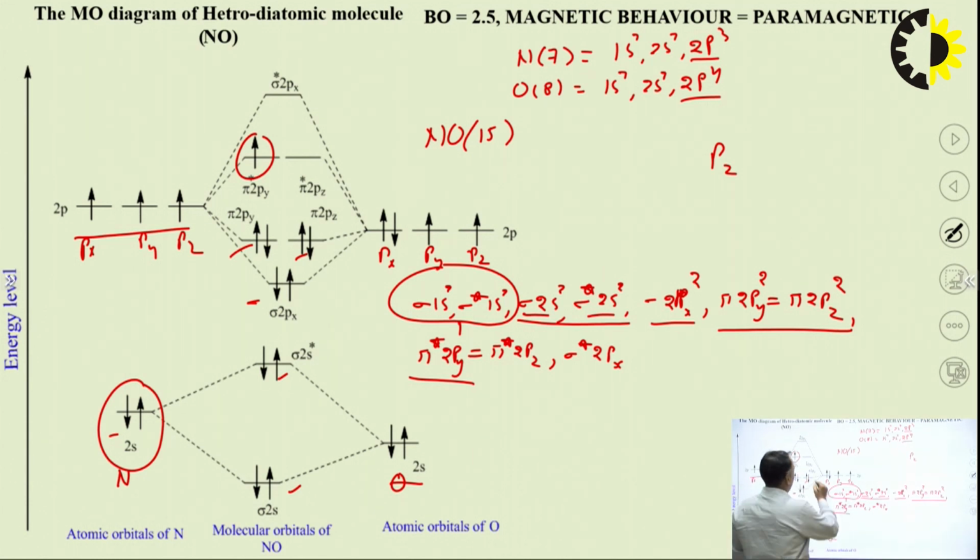So, what about this? This is 0, 0. So, we have to write down 0, 0. And the nature of this is also what? Paramagnetic.